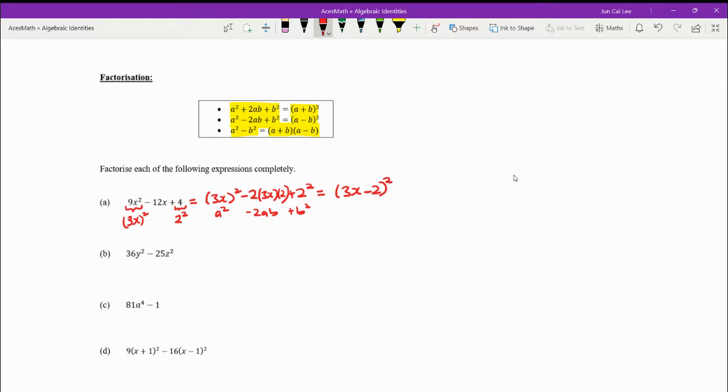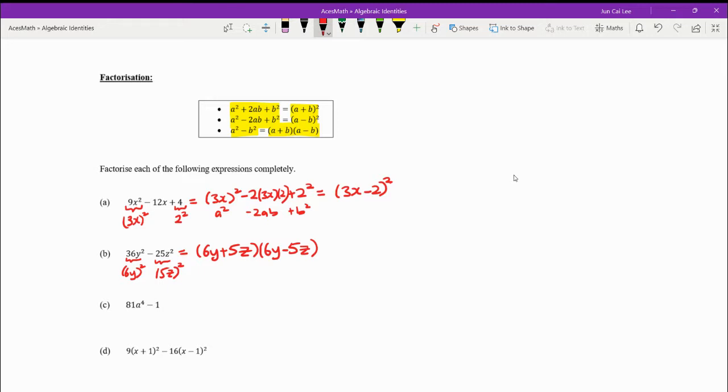Likewise, for part B, you now have a difference of terms, in which case you find that these are perfect squares again. This is actually 6y squared. This is actually 5z squared. So as a difference between two squares, this again can be factorized out as a plus b multiplied by a minus b. Okay, seems quite easy so far.